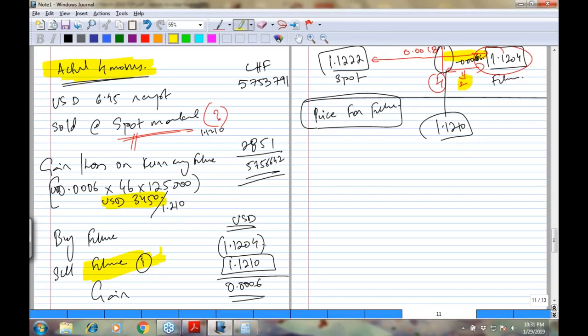Just leave it for the time being. So I said that what you do is that you would have to calculate the gain or loss on the future contract. Assume that you know that the price of the future contract at which you bought was 1.1204.